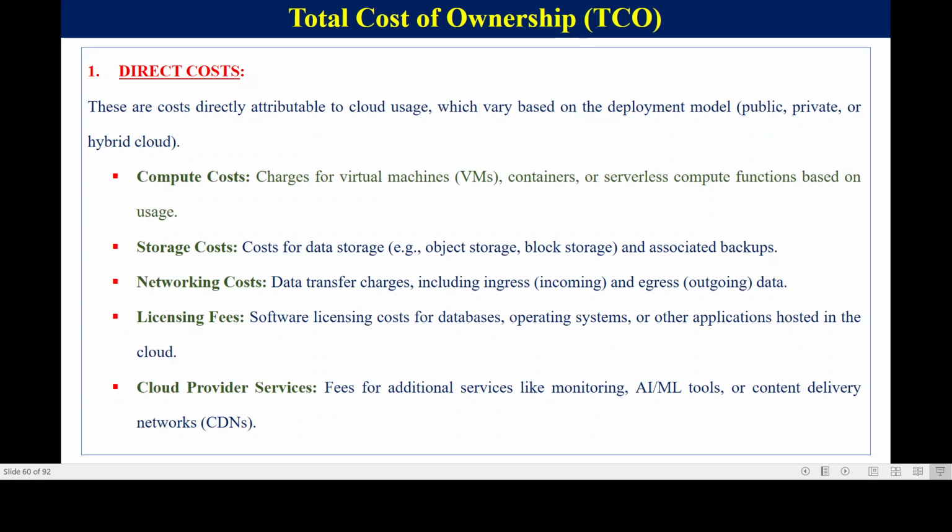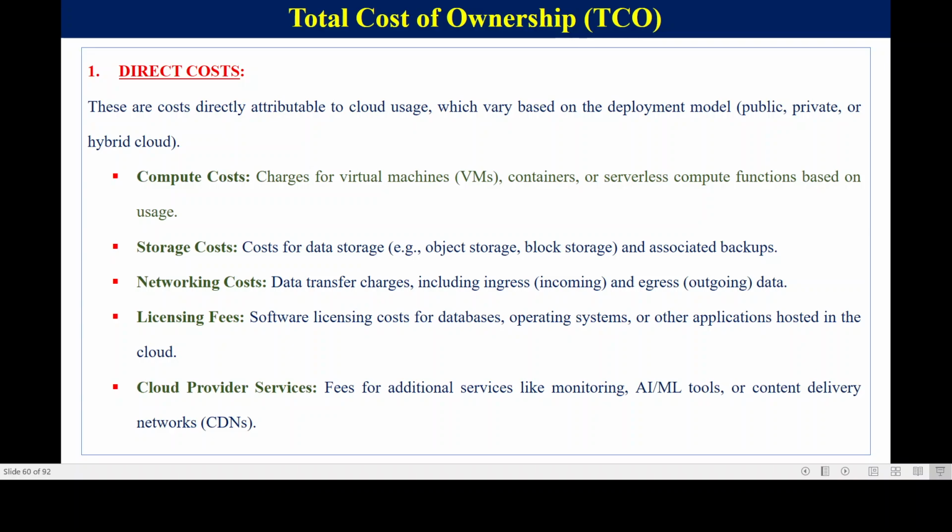Compute cost. Whenever we create virtual machines, containers, or serverless functions, the cloud provider charges us based on usage. For example, if a virtual machine runs for 10 hours, we pay only for those 10 hours. This is called compute cost. And the next one is storage cost. Cloud providers also charge for storing data. Examples: object storage, block storage, file storage. The larger the storage requirement, the higher the storage cost. Backup storage also contributes to these expenses.